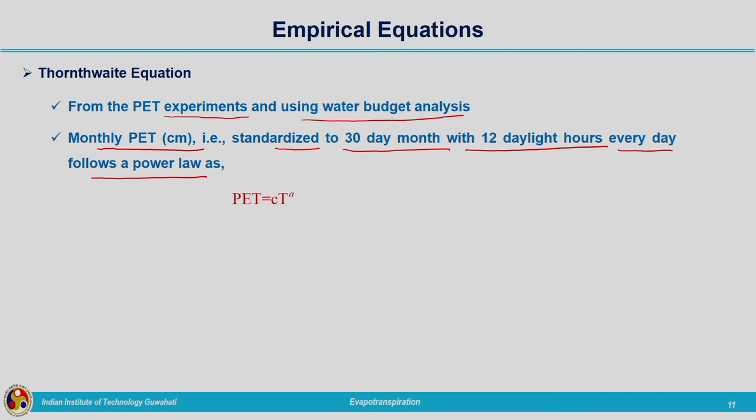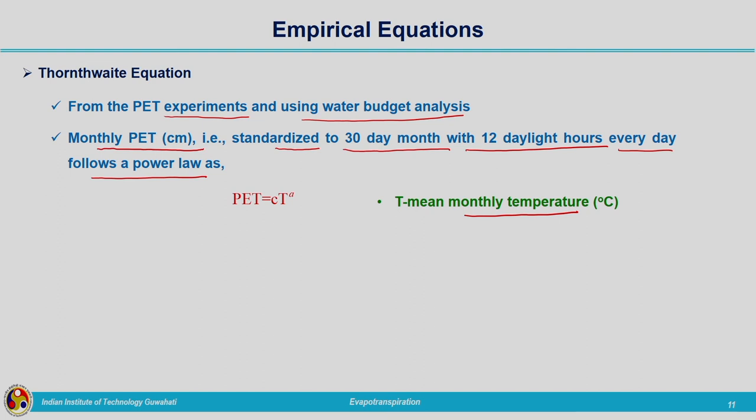So PET, potential evapotranspiration, is calculated by the power law, which is given by PET is equal to C T to the power of A. What are these terms? T is the mean monthly temperature in degrees Celsius. That itself will be varying. When we are checking the temperature day to day, there will be slight changes in the value. So here we are calculating the mean monthly temperature for calculating the potential evapotranspiration.